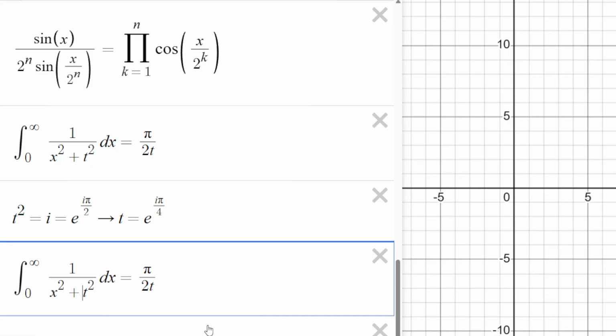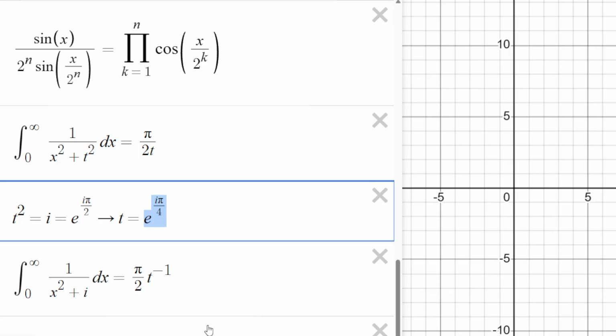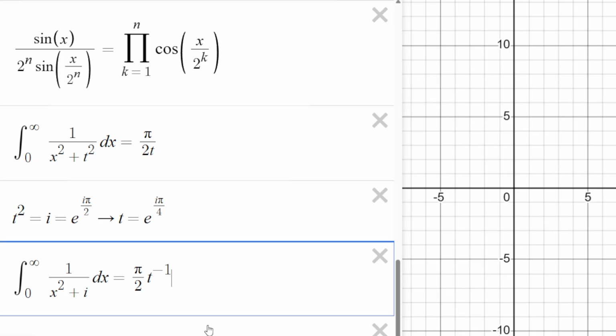We have t squared is equal to i. i is the imaginary unit. It just has the property that i squared is negative 1. All right. And then let's rewrite this as t to the negative 1. But what is our t? Our t is e to the i pi over 4. So we get e to the negative i pi over 4. All right, so that's true.